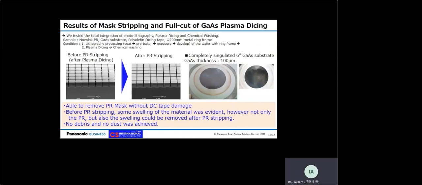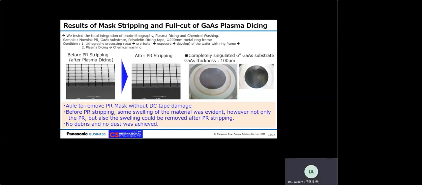I'd like to show total integration of photolithography, plasma dicing, and mask stripping. Photolithography, plasma dicing, and mask stripping were performed by using 4-inch gallium arsenide wafers mounted on ring frame with tape. Before photoresist stripping, some swelling of material on the gallium arsenide pattern was evident, but after photoresist removal, not only the photoresist but also the swelling could be removed, and no debris and no dust was achieved as shown in this SEM image.